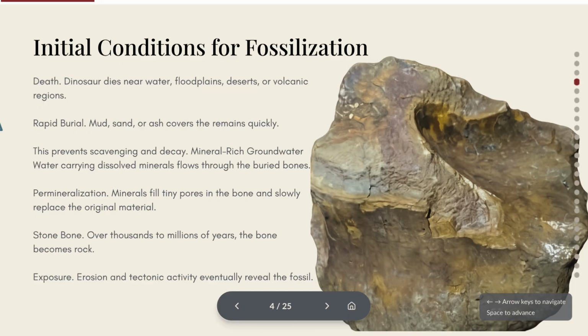Mineral-rich groundwater carrying dissolved minerals flows through the buried bones. Permineralization: minerals fill tiny pores in the bone and slowly replace the original material. Stone bone. Over thousands to millions of years, the bone becomes rock. Exposure. Erosion and tectonic activity eventually reveal the fossil.